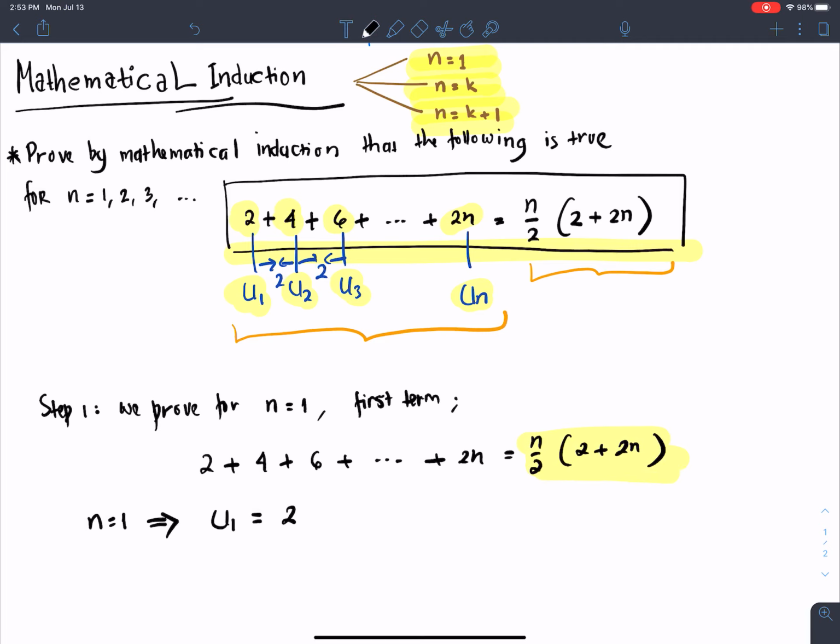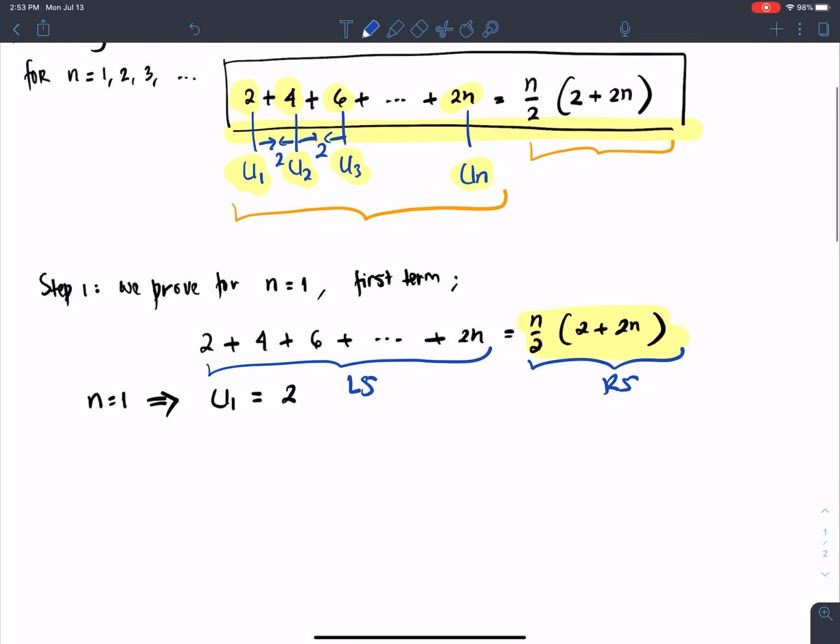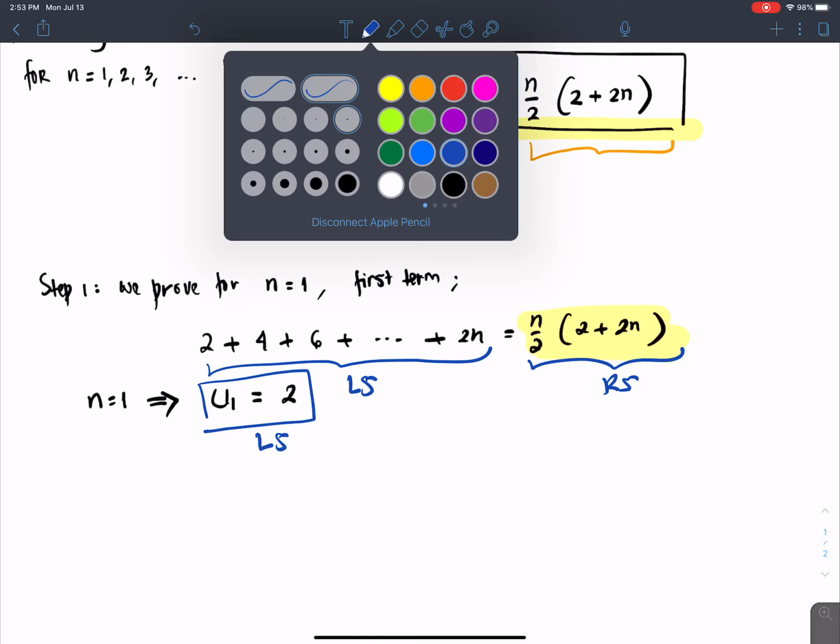Normally we will set this side as the left side of the model that we would like to prove. This side we call the right side. Okay, so as for now, for n equal to 1, we got the left side already, U1 is equal to 2. Now we need to show that the right side also must be equal to 2 for n equal to 1. So how are we going to put this?